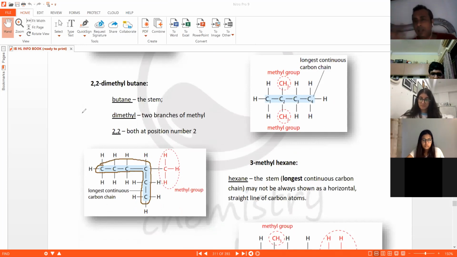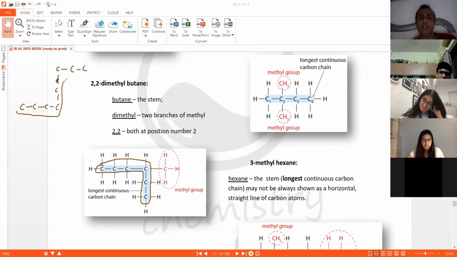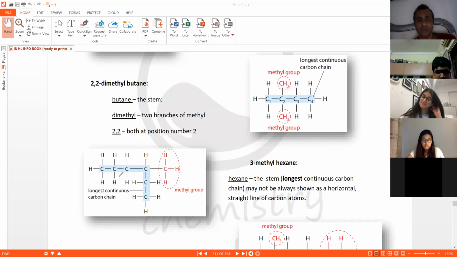See, the direction doesn't matter. Suppose I have carbon here and then I take the carbon up, or then I took it down, it doesn't matter. All this is counted as one single chain only. Just because the carbon is taking a turn up or down, that doesn't matter. Direction doesn't matter. So this is hexane, and at carbon number 3 there is methyl. So 3-methyl hexane.